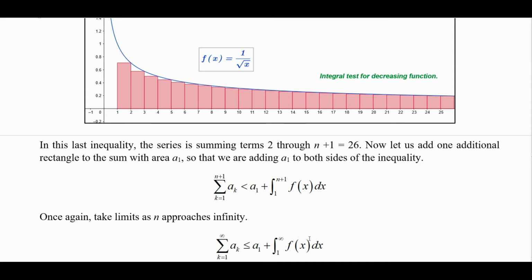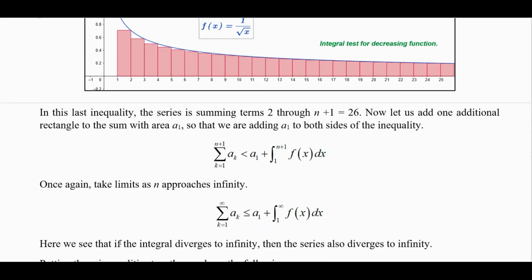So now if this infinite integral here actually converges, that improper integral, if it converges to a real number, just add a1 to that, and we know that this series over here converges, and not only does it converge, it converges to a value less than or equal to a1 plus whatever that integral converges to. So basically it boils down to this: if the integral converges, the series converges. If the integral diverges, the series diverges.